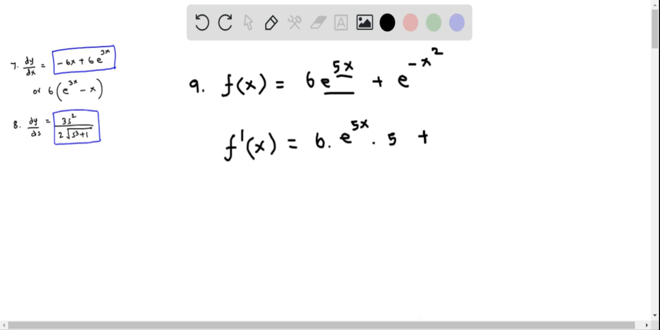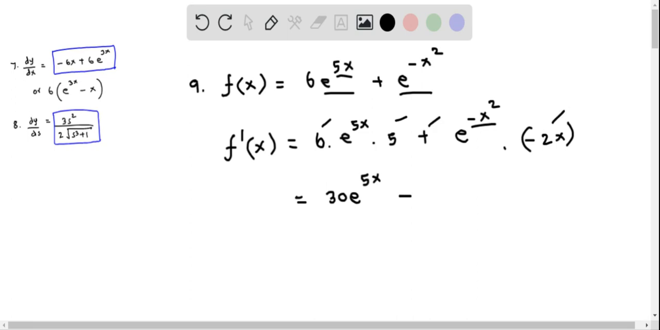We then put the derivative of e power negative x squared is e raised to the power of negative x squared, and then once again apply the chain rule to find the derivative of negative x squared, which is negative 2x. Let's write them in simple form. 6 times 5 is 30. This is e raised to the power of 5x. We have negative 2x. We have positive here. So overall, it's going to be negative 2x times e raised to the power of negative x squared.